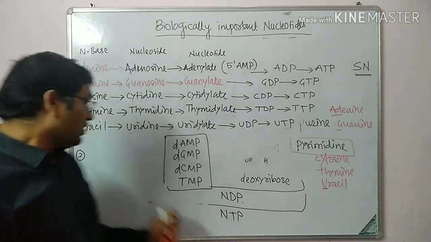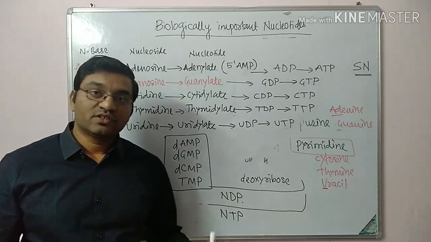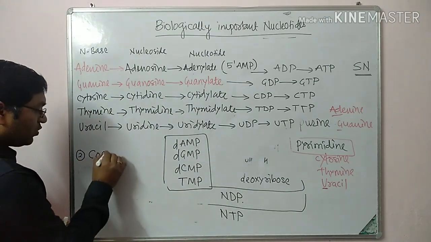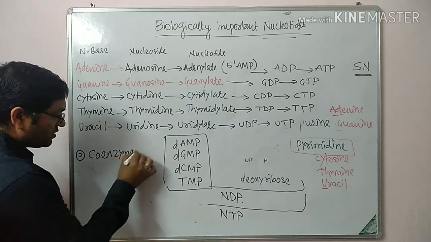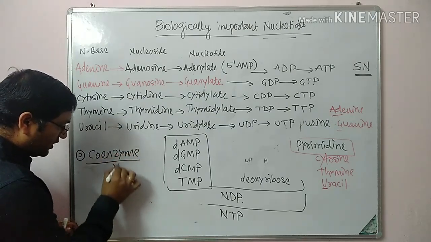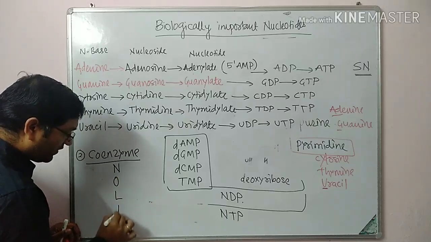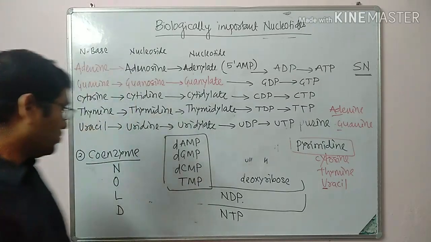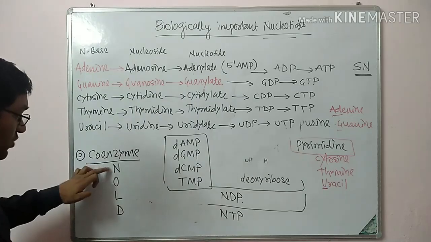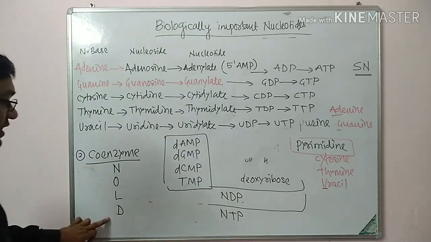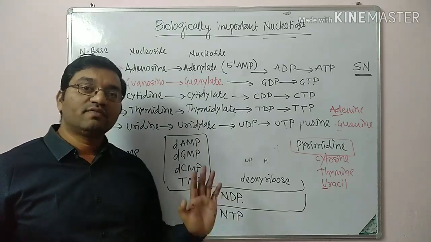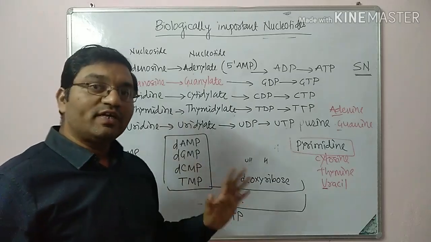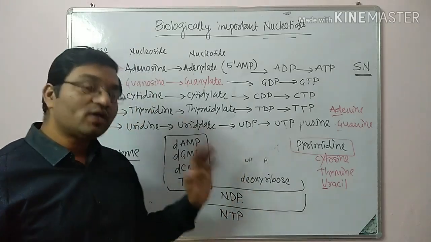Got it? Now the second important function of nucleotides is that they act as coenzymes. Coenzymes are non-protein, organic, low molecular weight, dialysable substances associated with enzyme action. Some nucleotides are derivatives of vitamin B complex. They are known as coenzymes.